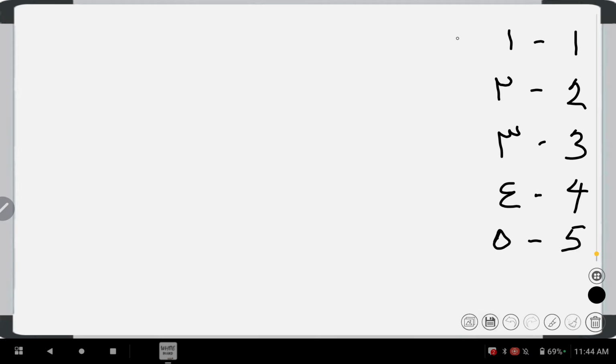However, how do we call them? So we call this 1, we call this 2, we call this 3, we call this 4, we call this 5. So that is in English. But how do we call 1 in Arabic? We say wahidun. Alright?